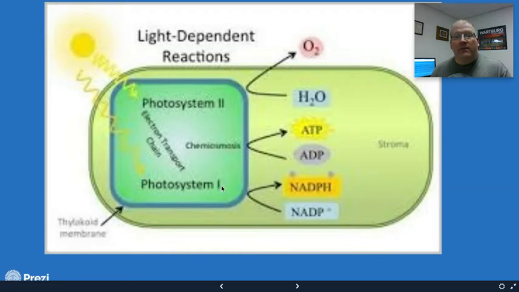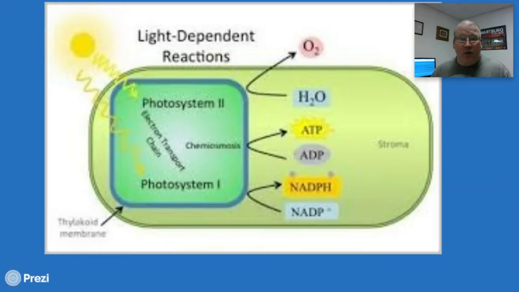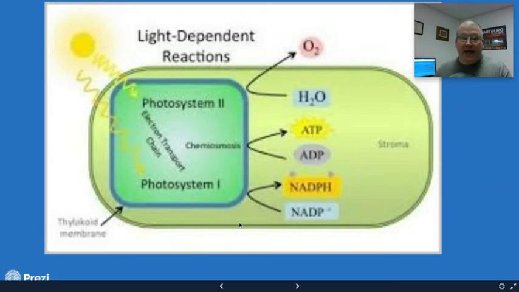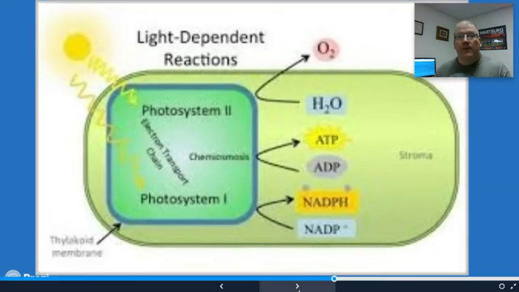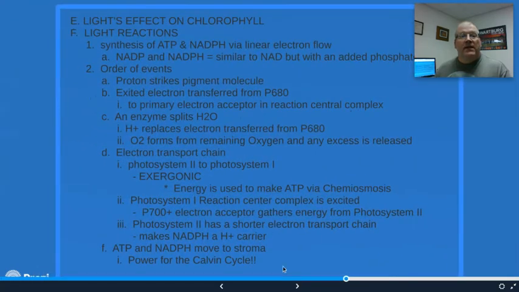Okay. Photosystem 1 does the job of charging the NADP plus. Okay. Remember, these are named in order of their discovery, not in order of their function. So photosystem 2 is first to function, and then photosystem 1 is second. So let's take a closer look at the specific order of events.